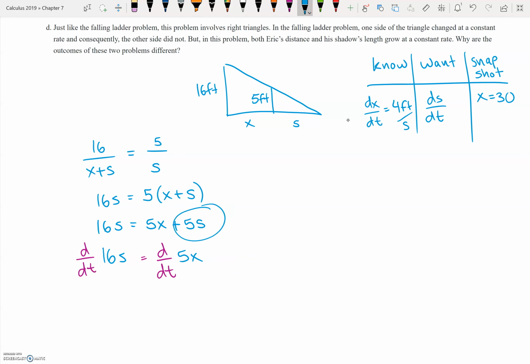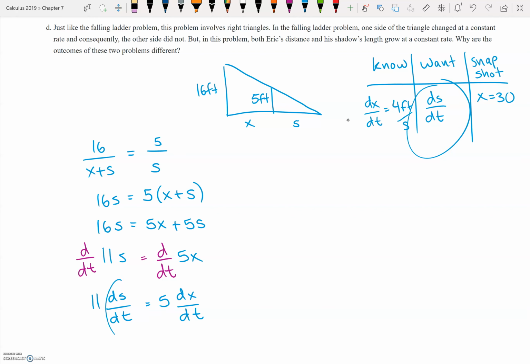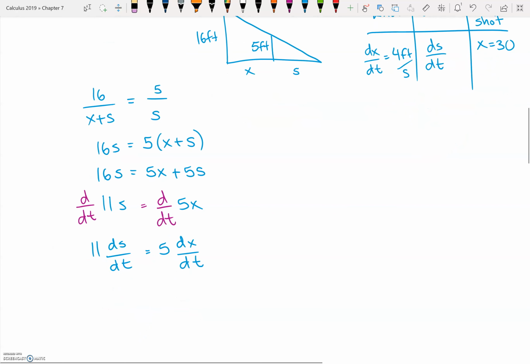We have 5s and we have 16s. Let's go ahead and subtract the 5s from both sides. So this actually becomes 11s. So now let's take the derivative. The derivative of 11s is going to be 11 ds/dt, and the derivative of 5x is going to be 5 dx/dt. We are trying to solve for ds/dt, so let's go ahead and divide both sides by 11.